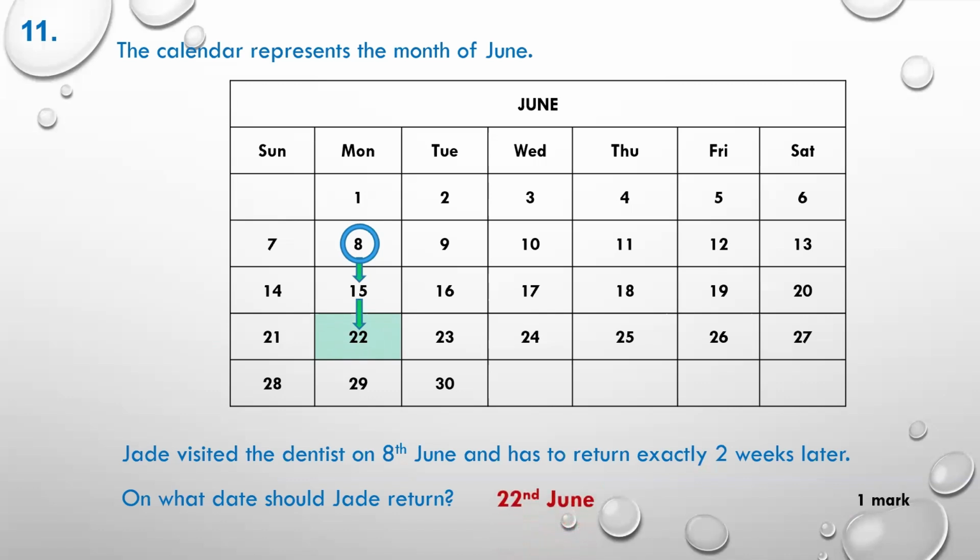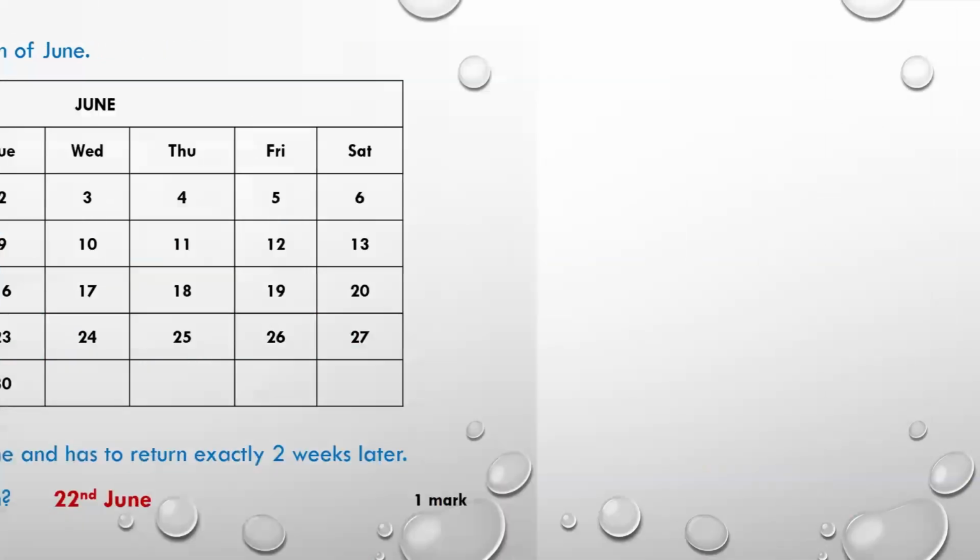Or we can do some working. We started on the 8th of June, and it's exactly 2 weeks later, which means we're adding what number? We're adding the number 14. 7 and 7 is 14. That's 2 weeks. And if we do some addition here, 8 and 4, that's 12. So we can cross the 2 and put it there under the 1's column. And look under the 10's column. We have 1 and 1 below. So 1 and 1 is 2. So it still gives us the 22nd of June. Let's now move on to number 12.